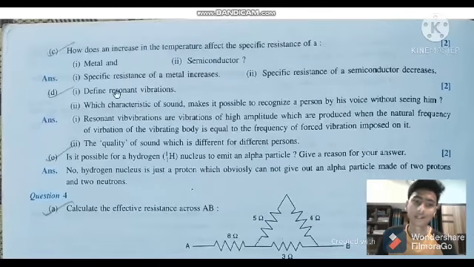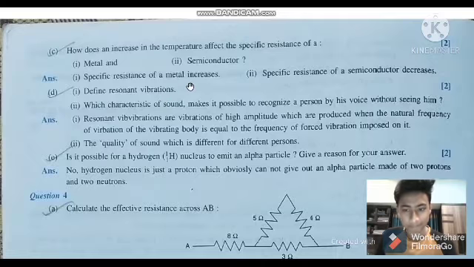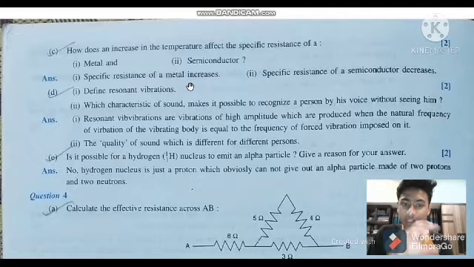So next question is, define the resonant vibrations. So the answer is going to be, resonant vibrations are the vibrations of high amplitude that are produced by the natural frequencies of a vibrating body, which is equal to the frequency of the forced vibrations. Resonance is a special type of forced vibration.